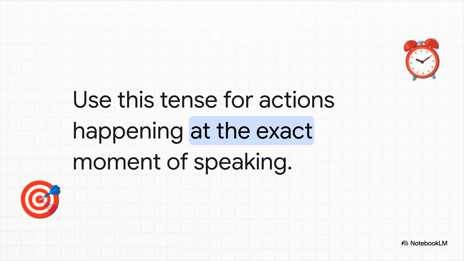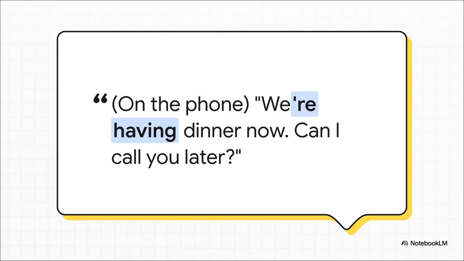For your regular habits, you use the simple present, right? You'd say, I work every day. But if you're talking about what you're doing right now, in this instant, you have to use the present continuous. I am working. Here's a perfect everyday example. Say your phone rings while you're eating. What do you say? You'd probably say something like, we're having dinner now. Can I call you back? That action, having dinner, is happening at the exact moment you're on the phone. That is a textbook use of the present continuous.